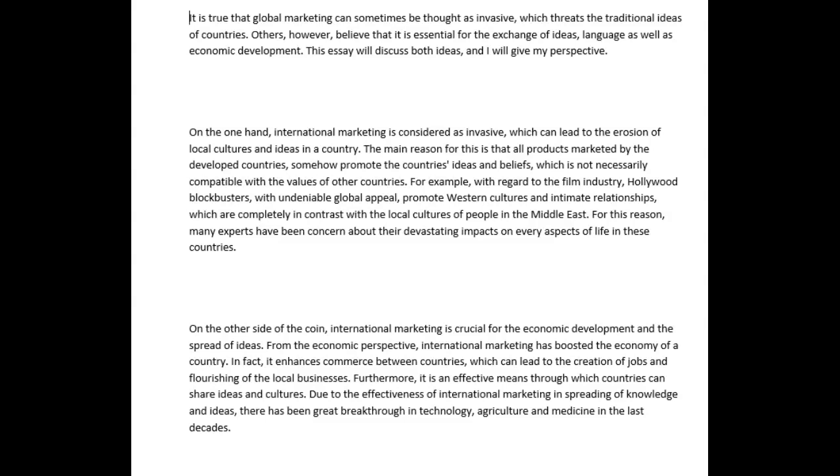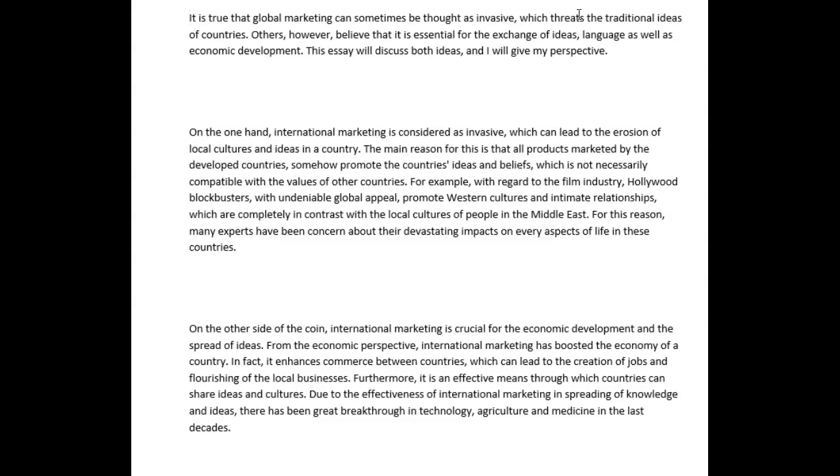It is true that global marketing can sometimes be thought of as invasive, which threatens the traditional ideas of countries. Others, however, believe that it is essential for the exchange of ideas, language, as well as economic development. This essay will discuss both ideas, and I will give my perspective.